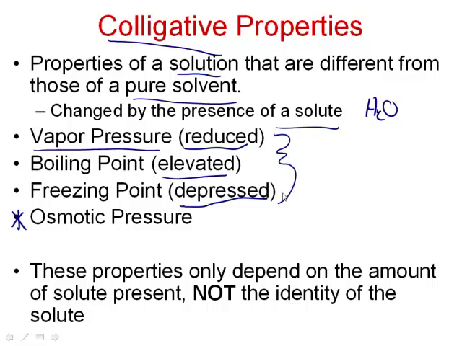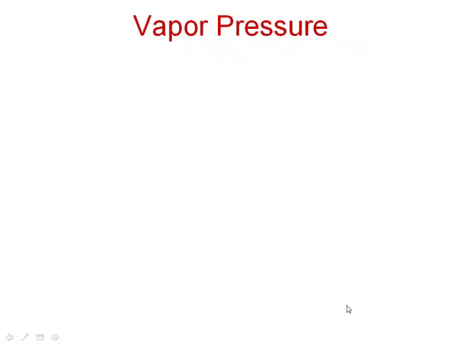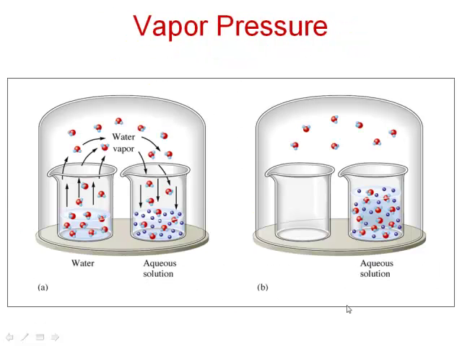Okay. Now, once again, guys, the really important thing here to remember is that these properties depend only on the amount of solute present. So we're just looking at the amount of solute, not the identity of the solute. It doesn't matter what it is, just matters the number of solute particles that are present. Okay. So the first thing we're going to talk about here is vapor pressure. Okay. And we're going to start here with an interesting illustration.